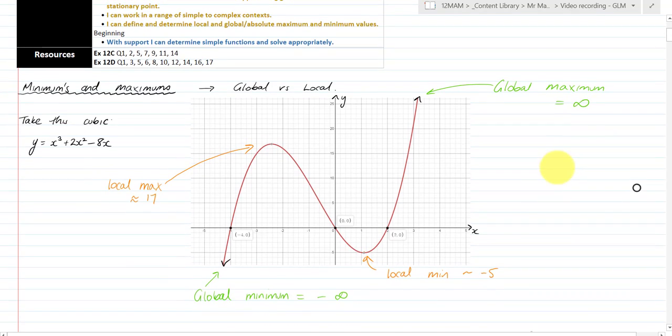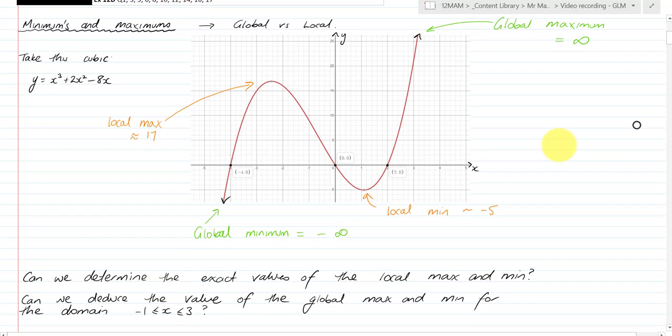We've been calculating them anyway, but we now have global and local minimums and maximums, and it's important to recognize the difference between the two. So take this cubic, x cubed plus 2x squared minus 8x, and I've got it sketched there from Desmos, and I've also got the x-intercepts labelled. So you'll notice here with this cubic that we have two local turning points, a local maximum and a local minimum.